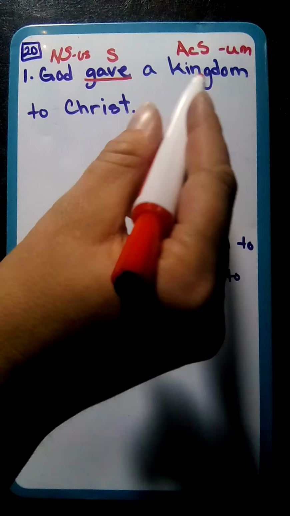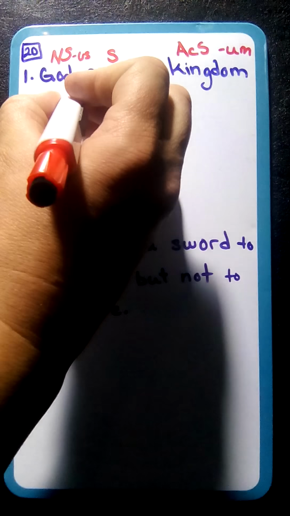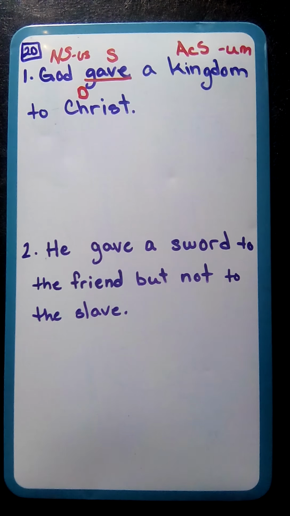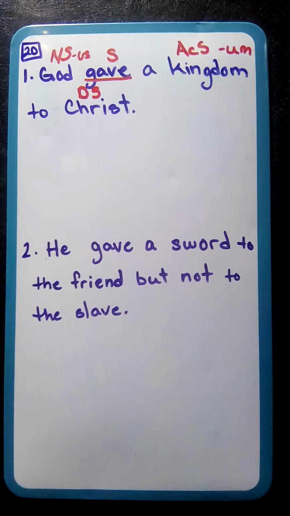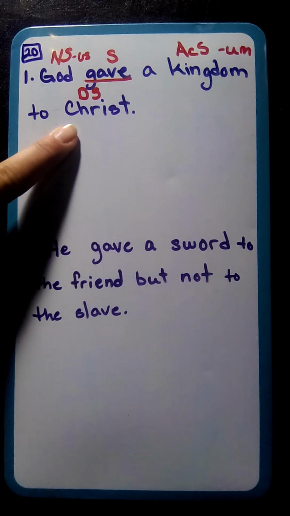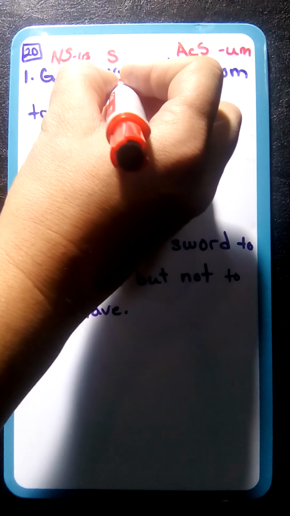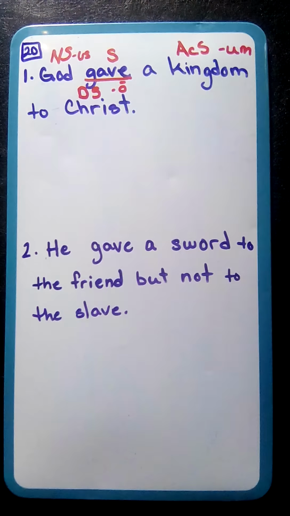Lastly, what is he giving the kingdom to? Well, he's giving the kingdom to Christ. So Christ becomes our indirect object. And our indirect object always goes in the dative case. And is this singular or plural? It's singular. So our dative singular of Christ, Christ being Christus, Christi, with the e, is second declension masculine. So we look for the dative singular of second declension masculine, and we have the ending of o.